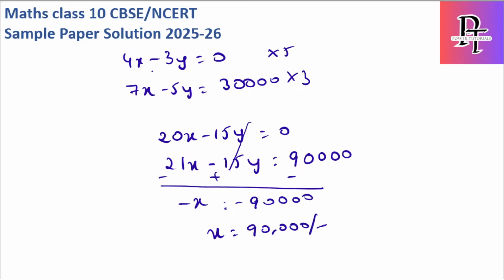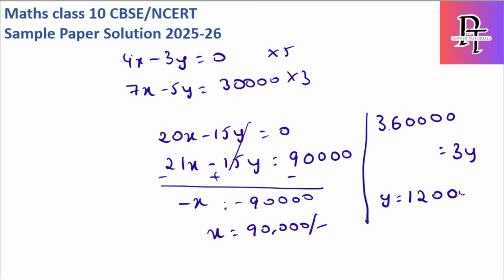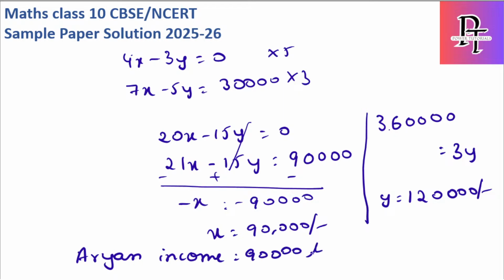What about the y value? I can use any of the equations, I will use the first one. If I substitute, 4 into 90,000 is 3,60,000, which is equal to 3y. So the y value is nothing but 1,20,000, because 36 by 3 is 12. So I got both the incomes. What are the names? Aryan and Babban. Aryan's income is equal to 90,000 and Babban's income is 1,20,000.